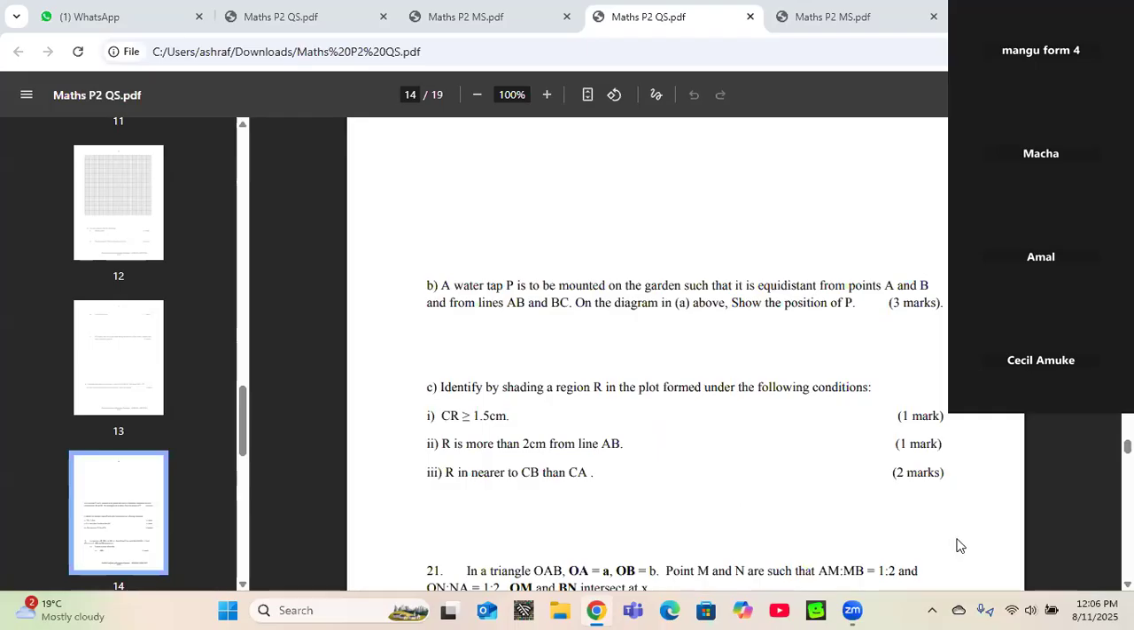So which locus is that? Which locus are we going to draw? CR should be greater or equal to 1.5.